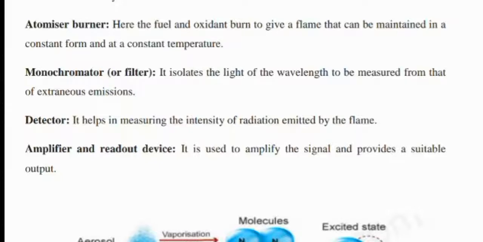Then the monochromator or filter isolates the light of the wavelength to be measured from that of extraneous emission. The detector helps in measuring the intensity of radiation emitted by the flame, and the amplifier and readout device is used to amplify the signal and provide a suitable output.